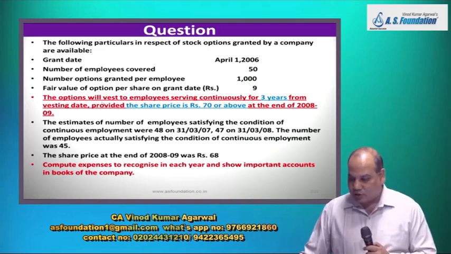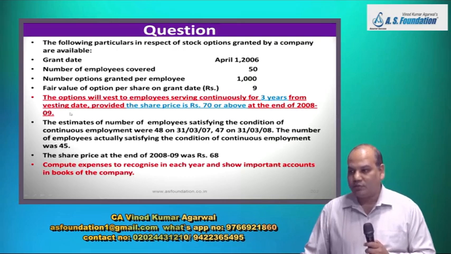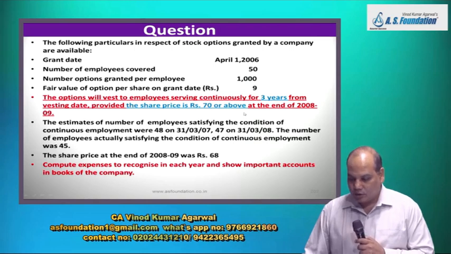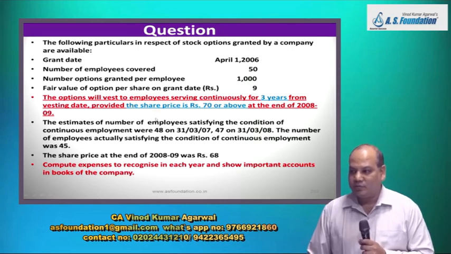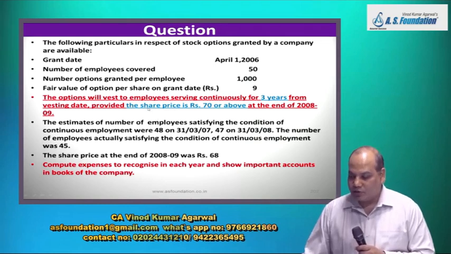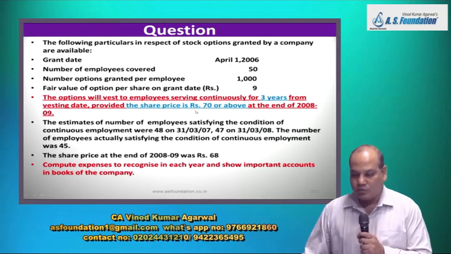Now you see what are the conditions attached to the grant. The option will vest to employee serving continuously for 3 years from vesting date. So he has to serve 3 years. 3 years is a service condition. So there is a fixed service condition here. Write in bracket fixed service condition, provided that the share price is rupees 70 or above at the end of 2008-9. Fixed service condition plus market condition, because the second condition is that share price should be 70 rupees or more.